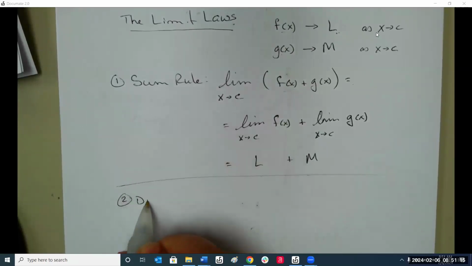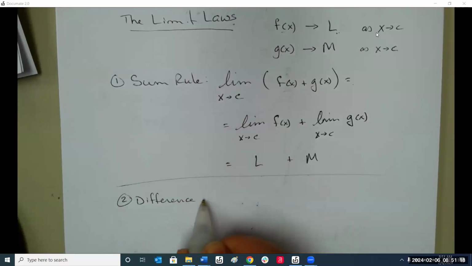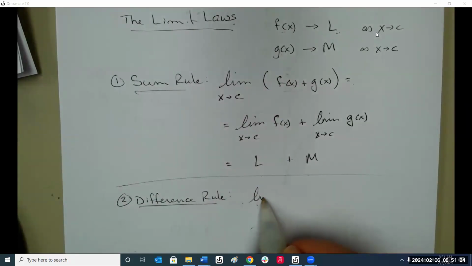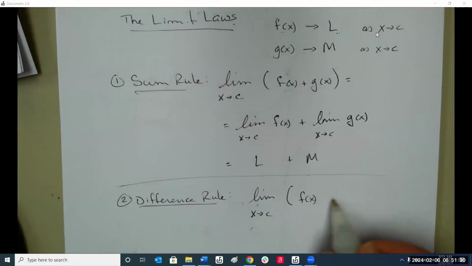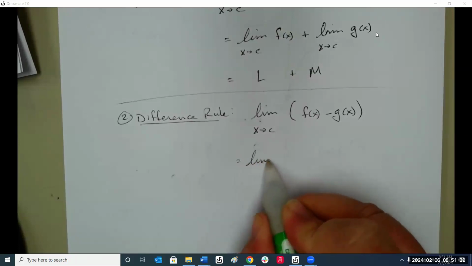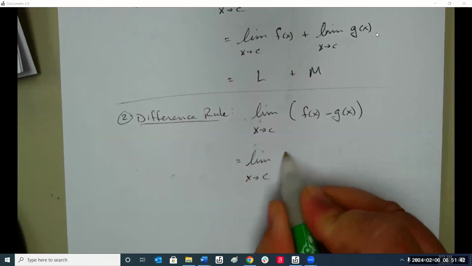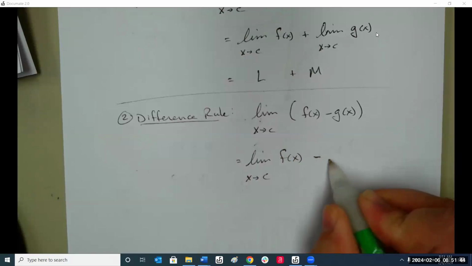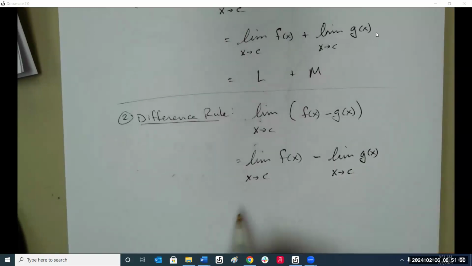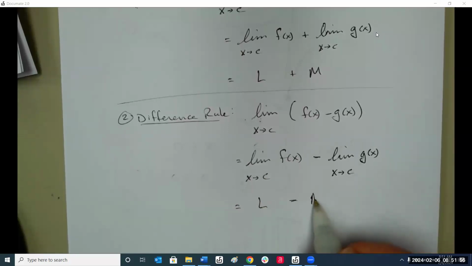And the converse of that one is the difference rule. The limit as x approaches C of two functions that are subtracted, I can take both of these functions and split them up. The limit of f of x is L and g of x is M.